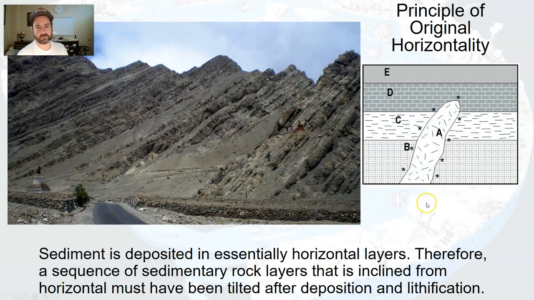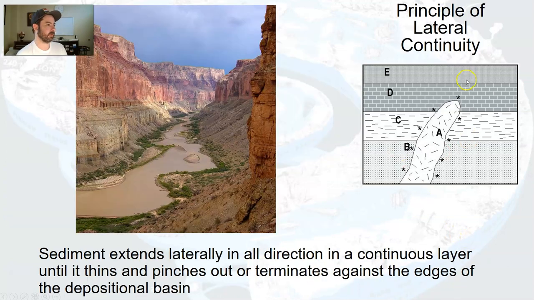That's not really shown in this stratigraphic sequence over here, other than these are originally horizontal. The principle of lateral continuity. Lateral means sideways. So what this states is that sediment was deposited in continuous lateral, sideways layers in all directions, until it pinches out or is bounded by a basin or mountain ranges. And if the sediment is continuous, then the rock layers that form from it have to be continuous.